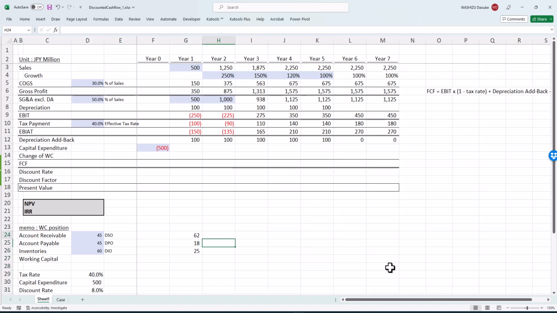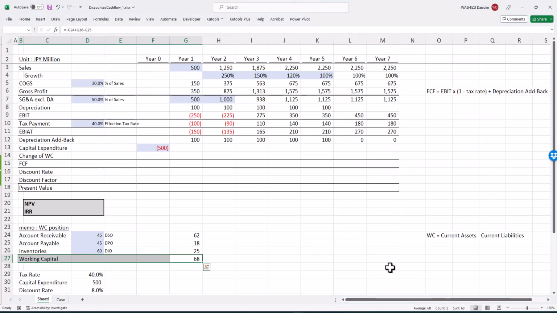So now we can calculate the working capital position here. How to calculate the working capital: it is the current assets deducting current liabilities. Receivable and inventories are current assets, and account payable is a current liability. So the working capital position should be the receivable plus inventory minus payable. That's the working capital position at the end of year 1.